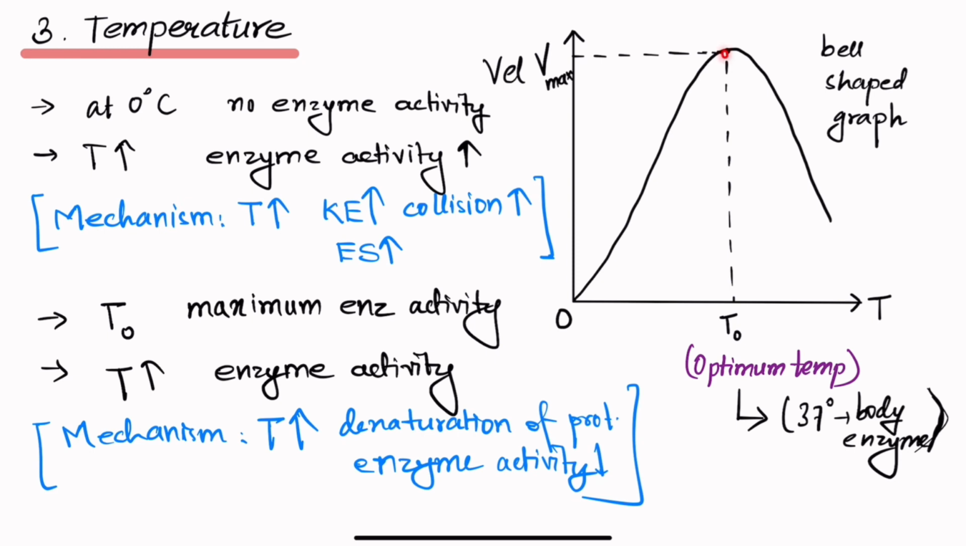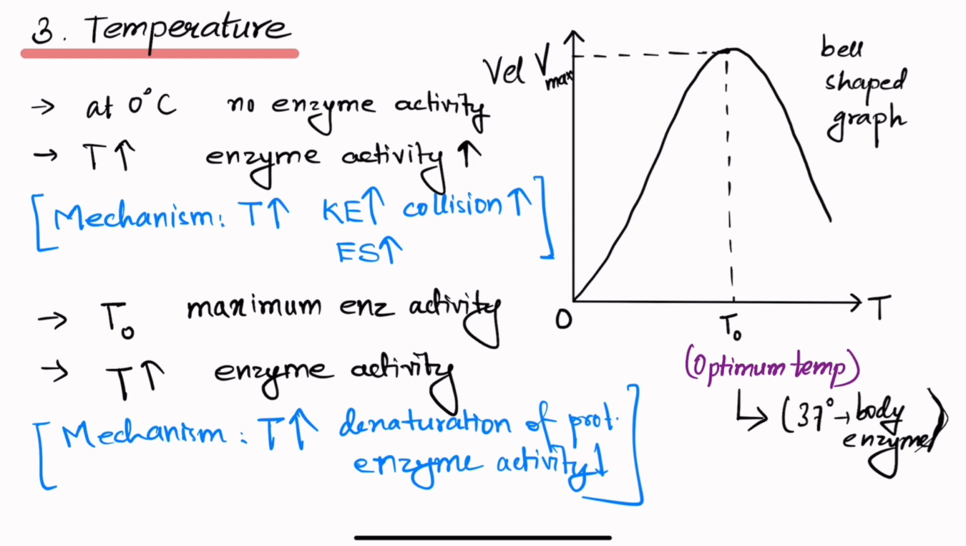Till which point? Till this point right here, when optimum temperature is achieved. At optimum temperature, enzyme activity is maximum. At maximum enzyme activity, the velocity of the reaction is also maximum. Upon further increasing the temperature beyond optimum temperature, the enzyme activity decreases. The reason being, the protein forming the enzyme gets denatured, and as a result, enzyme activity decreases and the velocity of the reaction decreases as well. The optimum temperature for enzymes present in the human body is 37 degrees Celsius, which is the normal human body temperature.